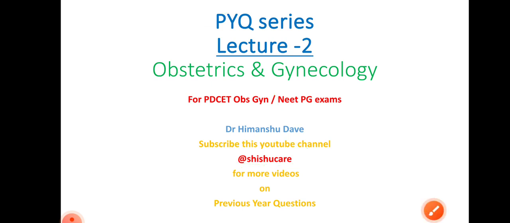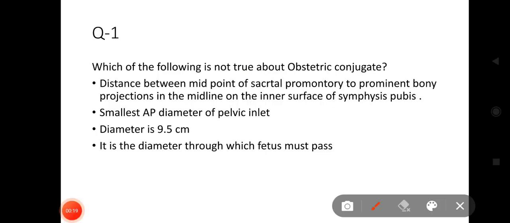So without wasting any time, we will quickly go through a few questions which have been previously asked in exams. Question number 1: which of the following is not true about obstetric conjugate? It's my advice on how you should go through these questions. For questions in this format, like "not true" or "except," you should try to learn all the options which are correct. So this will cover that particular topic.